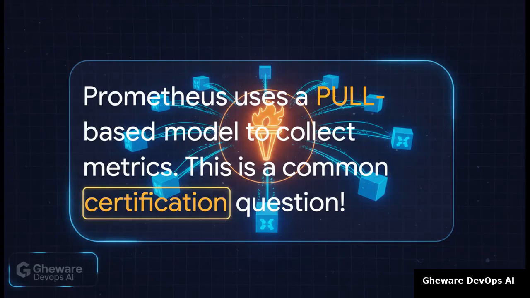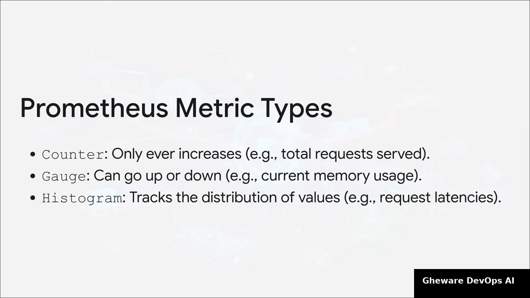And here's a huge pro tip for you, especially if you're studying for certification. Prometheus uses a pull-based model. This isn't just a piece of trivia, it's a core architectural concept, and it's a super common question on exams like the CKA or KCNA. You gotta remember that.